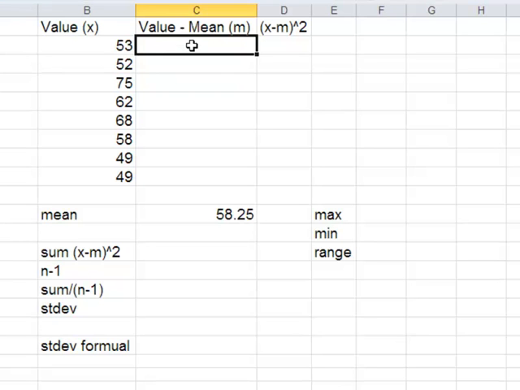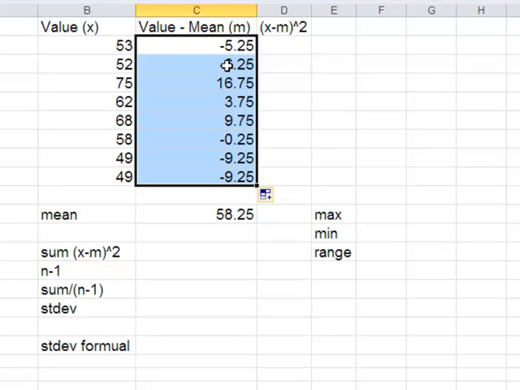So what we're going to do is we have to subtract the average from each one of these values here. Equals this value minus the mean. And remember, I told you, use the F4 key to put in the dollar signs to make sure that it always subtracts that same value. Click enter and then fill down. We get all of our values.